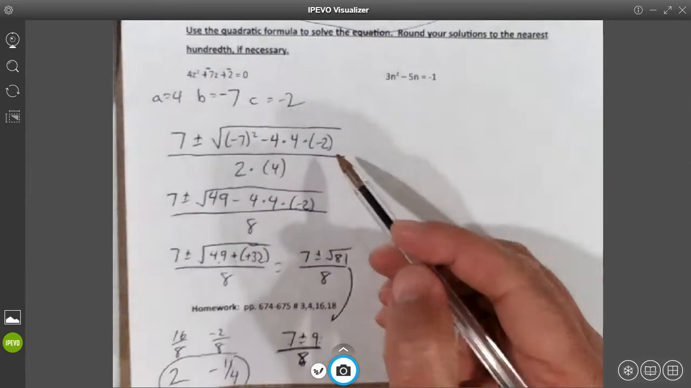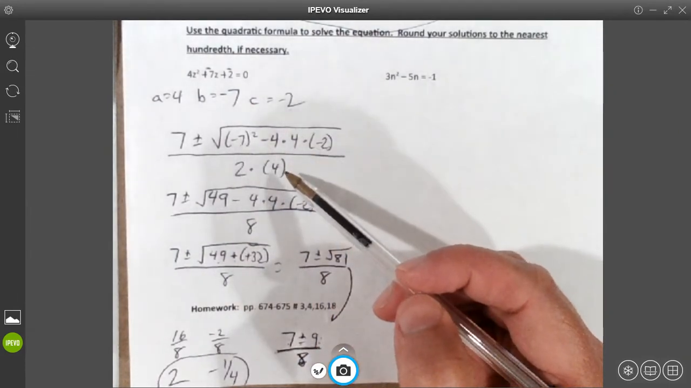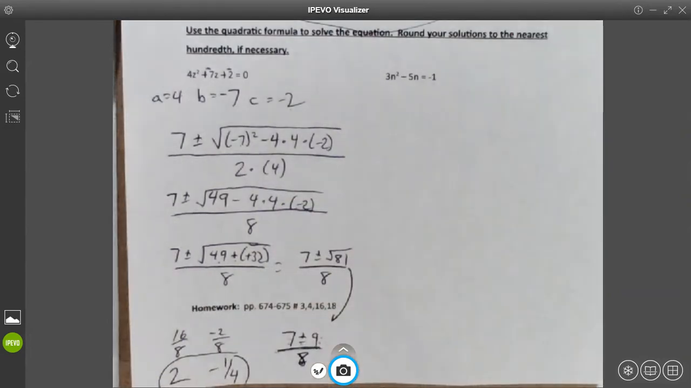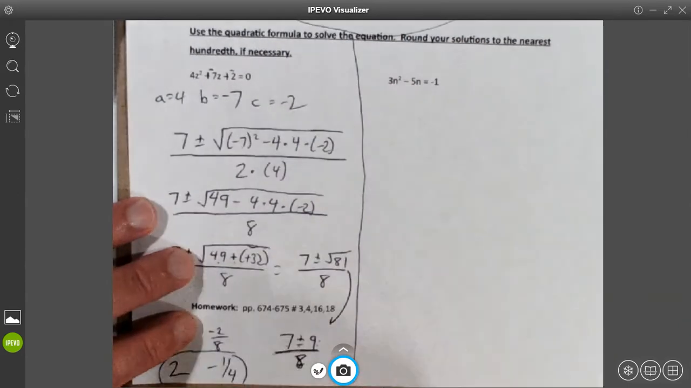Again, it's finding that value for A, B, and C, plugging that information in, and then just follow your order of operations. And I would suggest you take your time. Don't get in a big hurry here. Okay. Now let's look at one other example here.